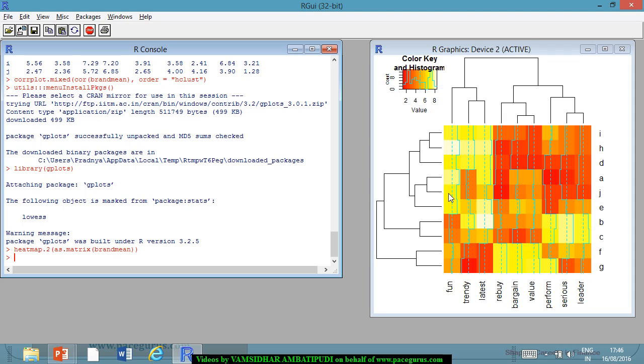First A and J look similar. B and C look similar. F and G look similar. On top of that, next I, J and H, I, H and D look similar. So you could see a kind of matrix here, with tree structures showing which variables are together and which observations are together.